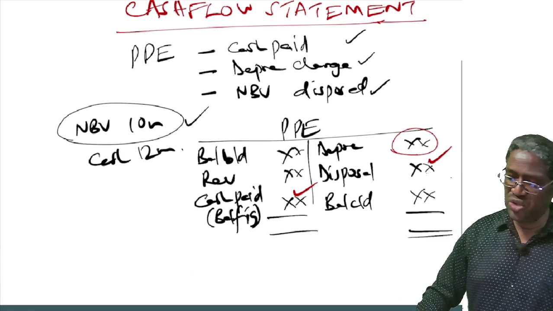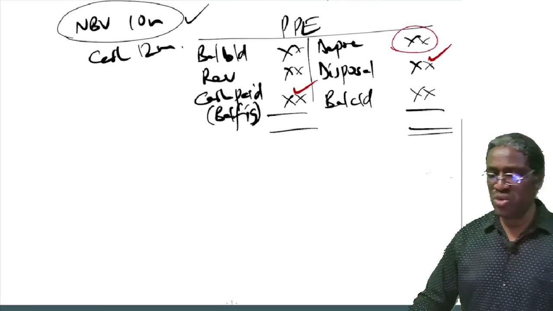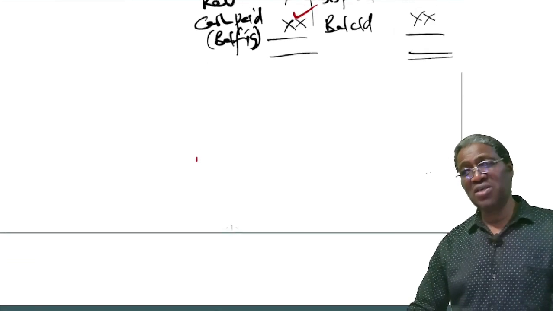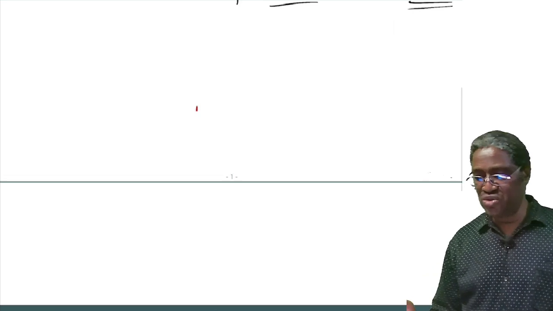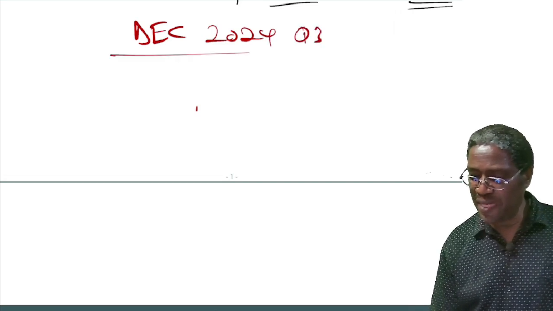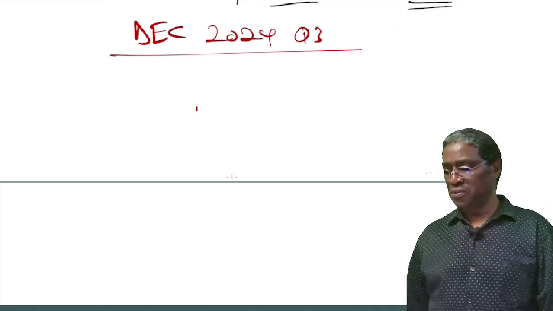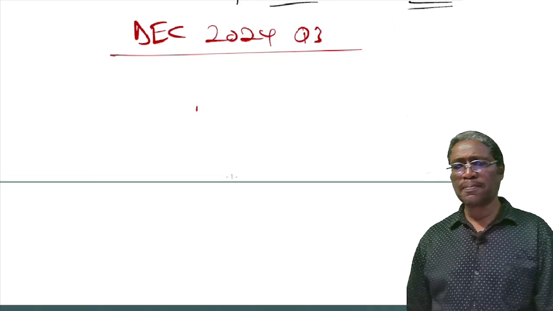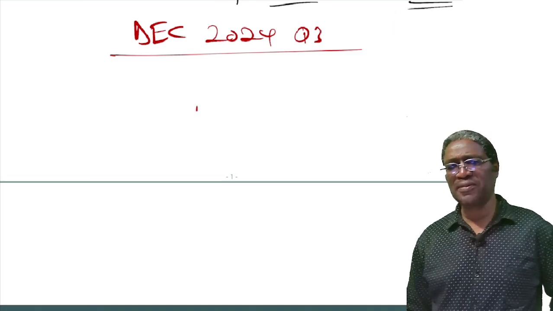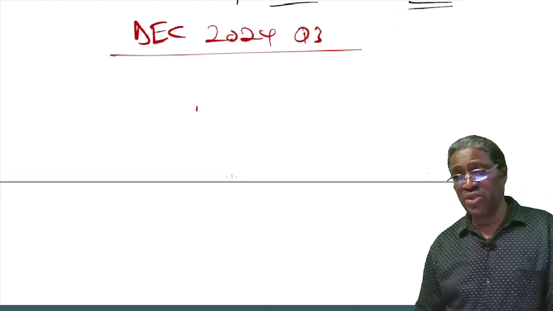How then do we do the question? I want us to do that question now, which I've said is December 2024, question number 3. So let's do that question now, having reminded you of that important point. Good.